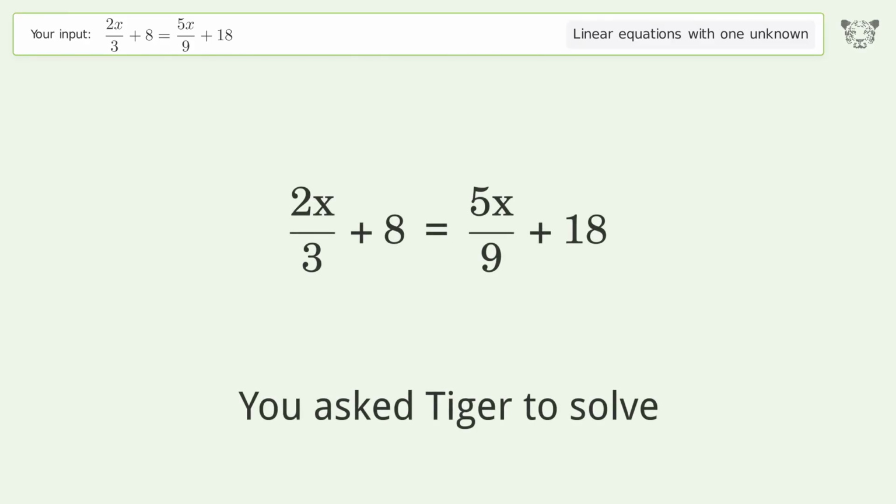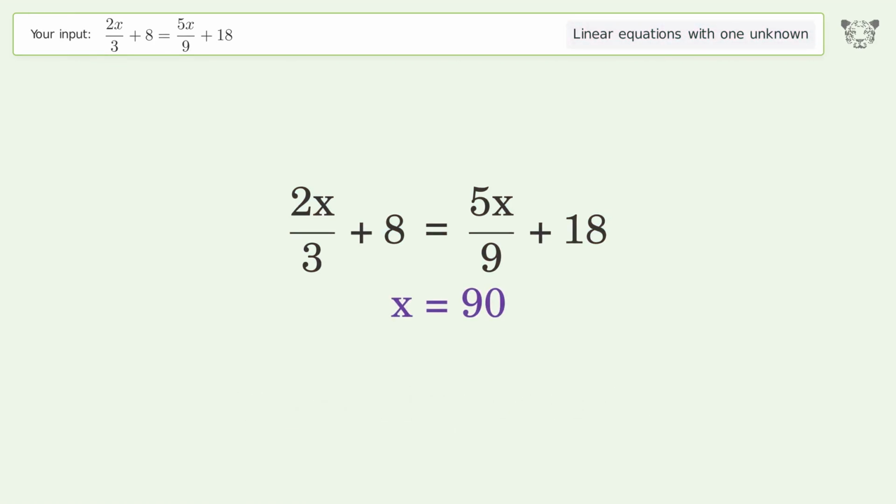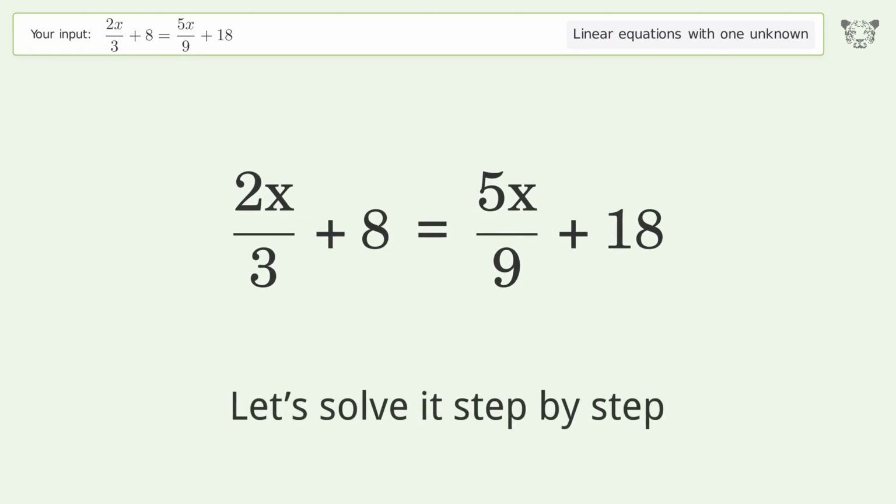You ask Tiger to solve this. It deals with linear equations with one unknown. The final result is x equals 90. Let's solve it step by step.